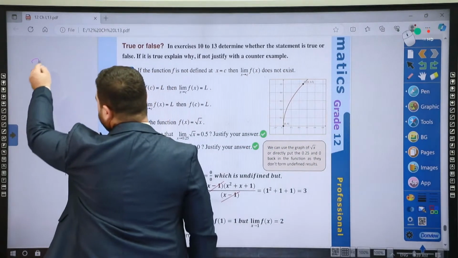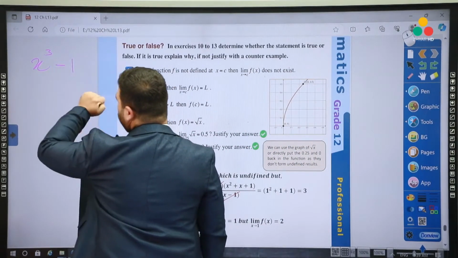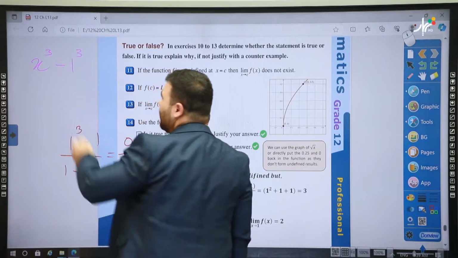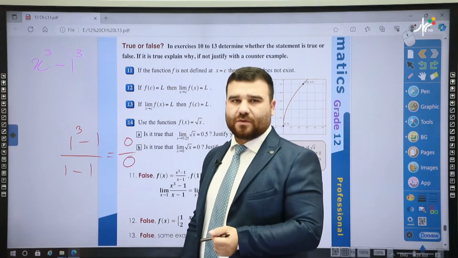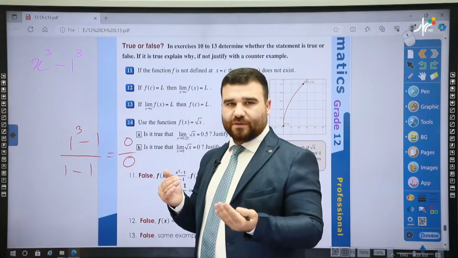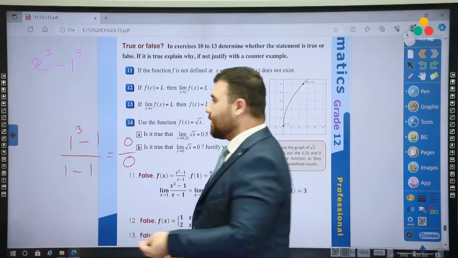x power 3 minus 1. To factor this, we consider the 1 as 1 power 3. 1 power 3 is also 1. It has no problem. Then look at this. We have two terms, minus between them, and they are both power 3.